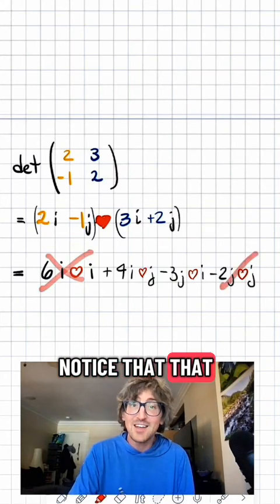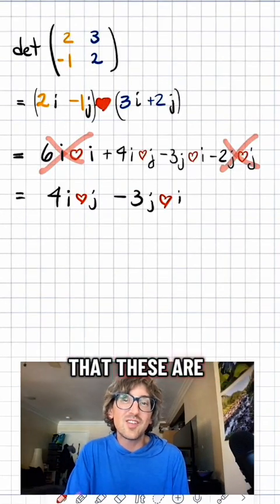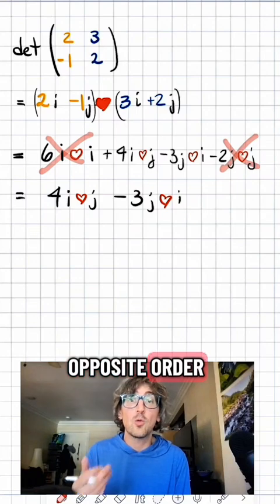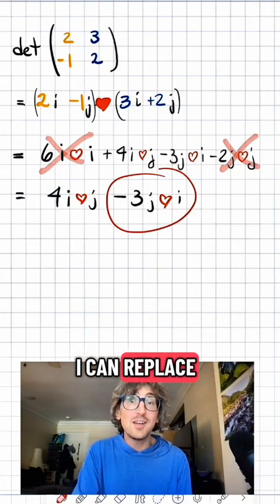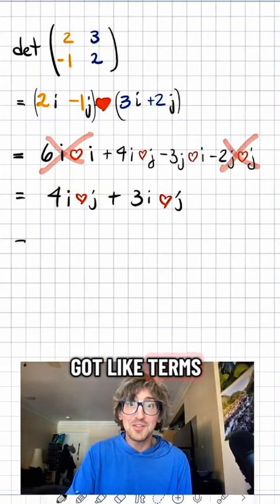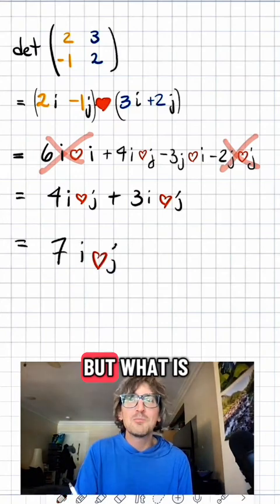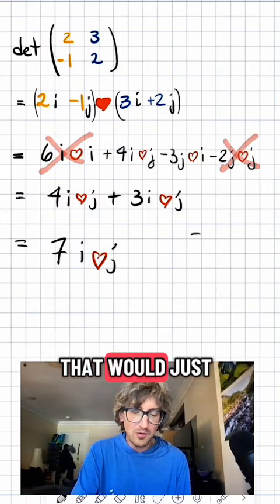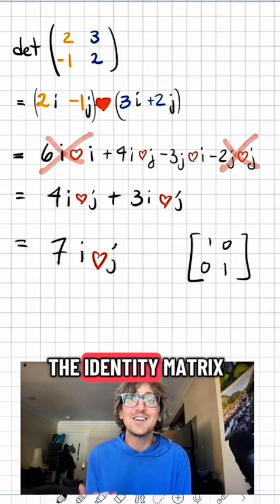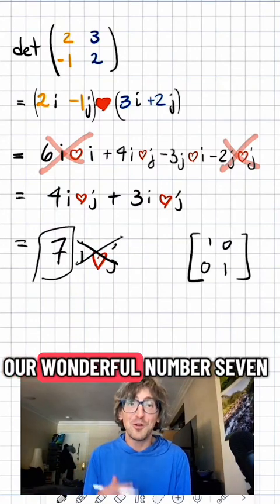And then I'm going to expand everything using the distributive property. Notice that that and that are 0 because they're something hearted with itself. And now notice that these are the same terms, but the order is switched. And we learn that whenever we multiply in the opposite order, we have to change the sign. I can replace this by i heart j if I make that a plus 3. And now I've got like terms, and so I've got 7 times i heart j. But what is i heart j? Well, that would just be the determinant of the matrix 1, 0, 0, 1, the identity matrix. So this thing here is just going to equal 1, and we got our wonderful number 7.